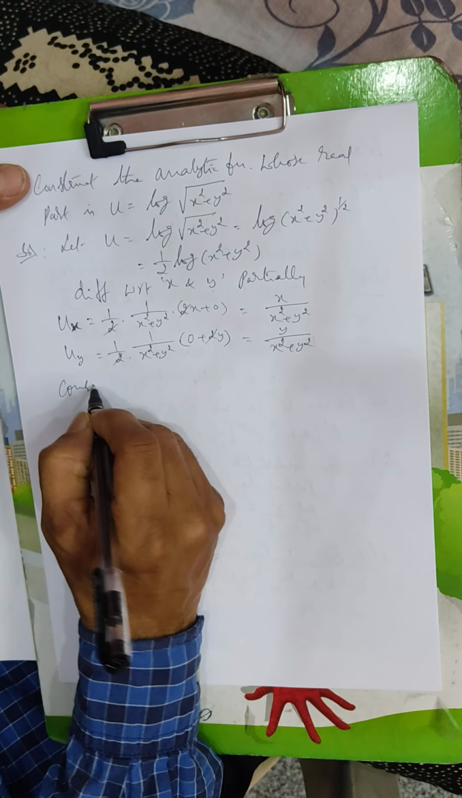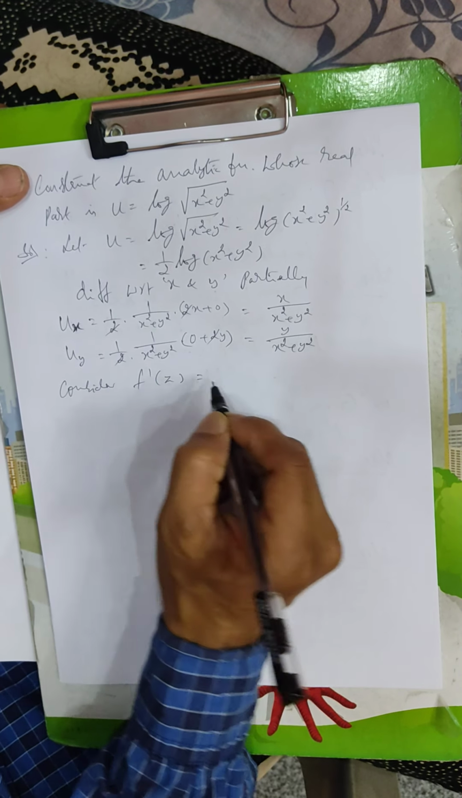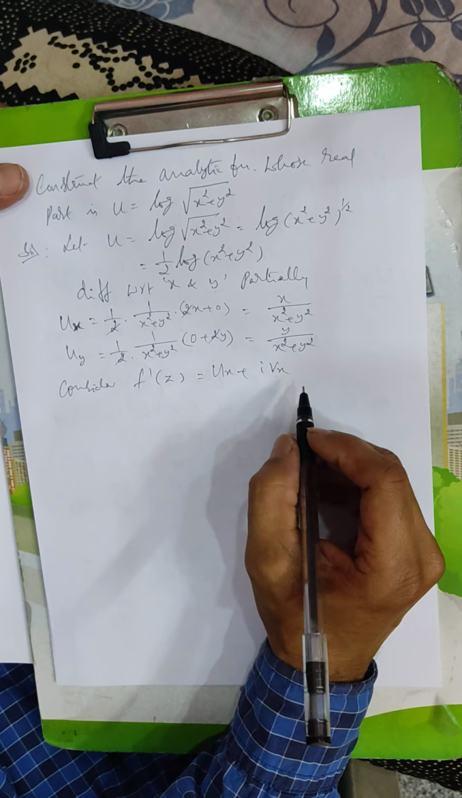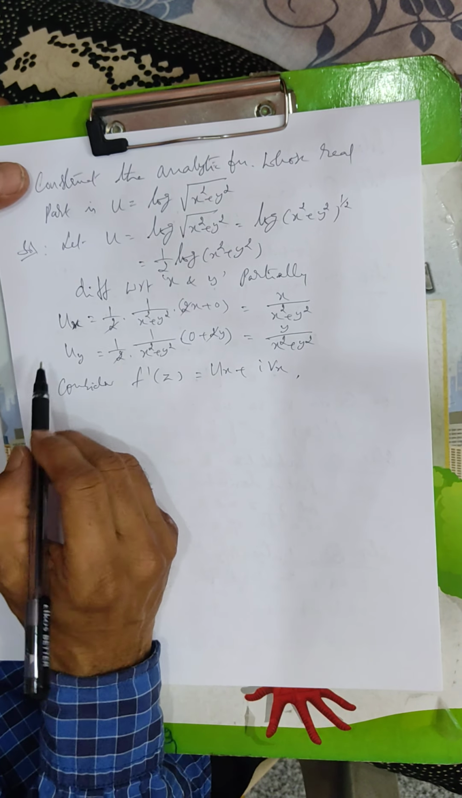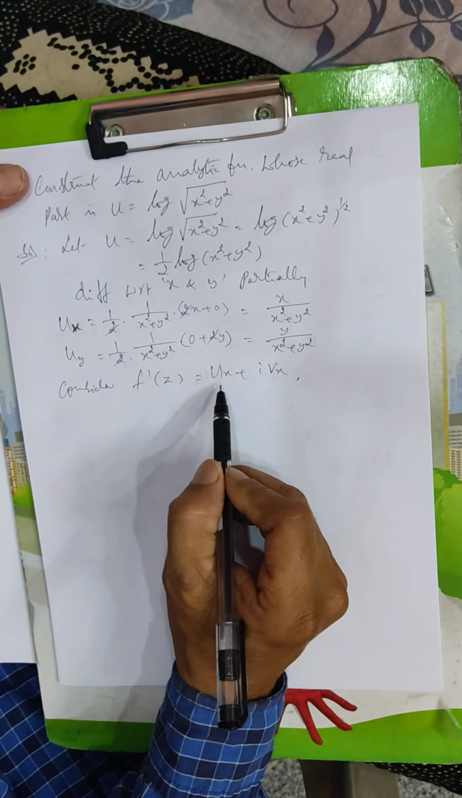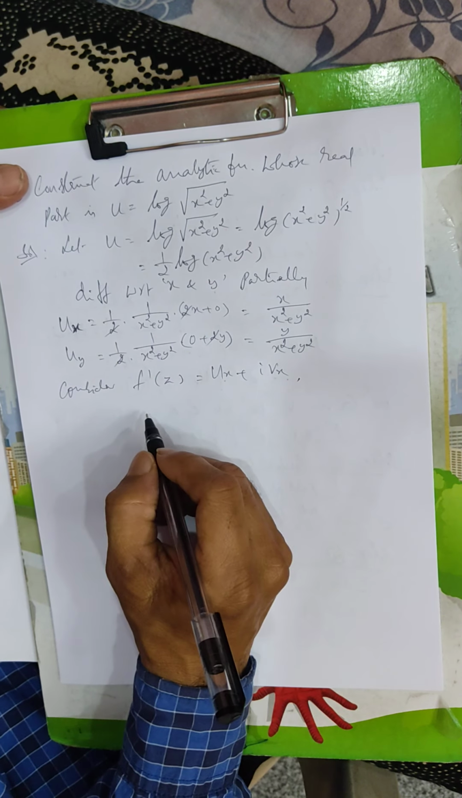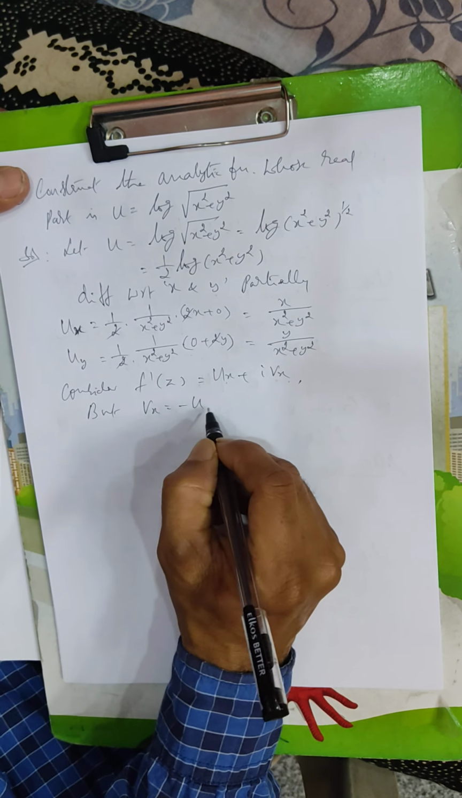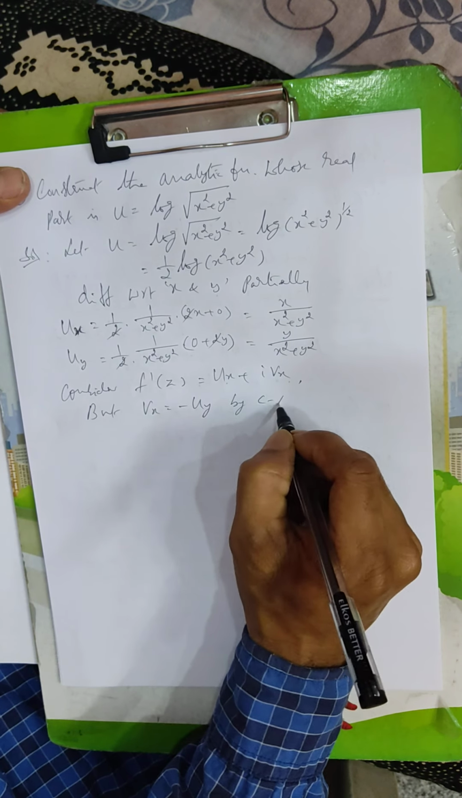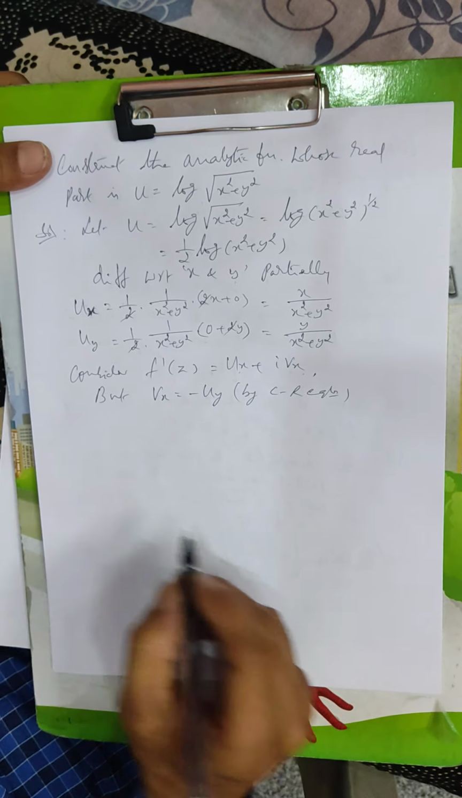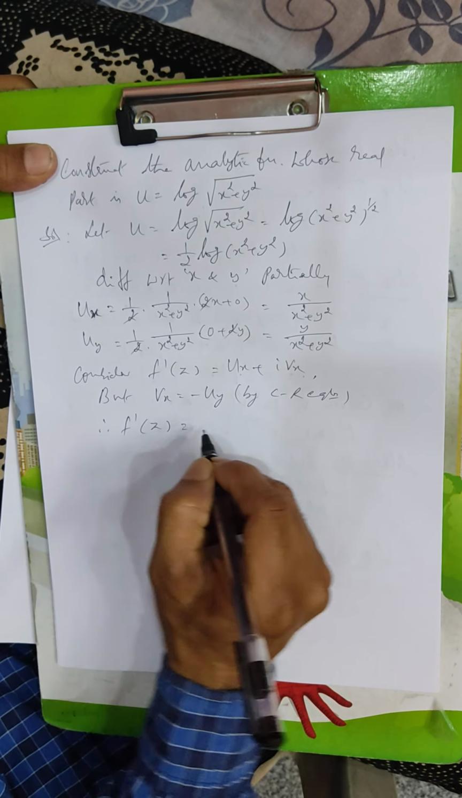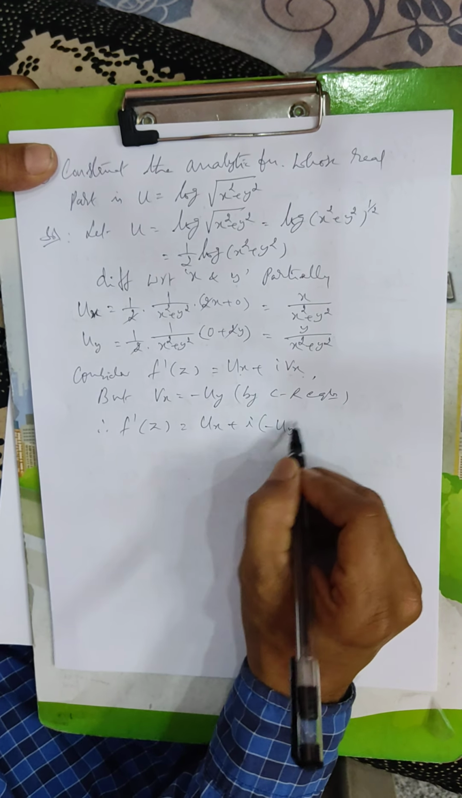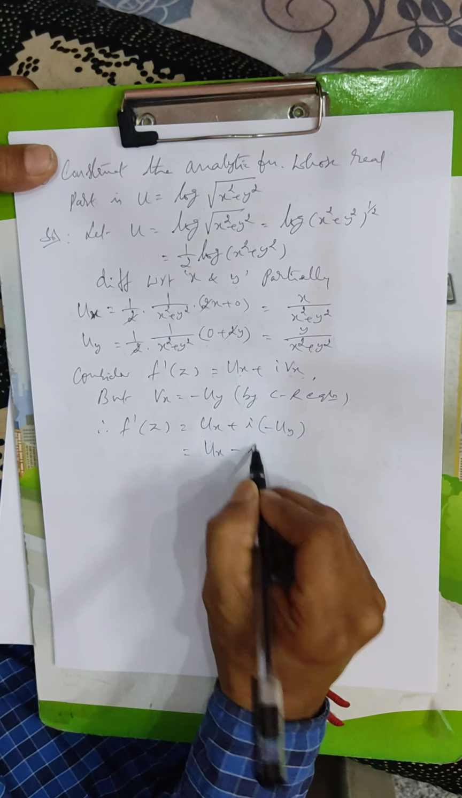Now let us consider f dash of z is equal to ux plus i vx. But you see the available partial derivatives are ux and uy, and here we want ux and vx. So now we make use of the CR equations. vx is equal to minus uy by CR equation. Therefore f dash of z is equal to ux plus i into, in place of vx you write minus uy, so that it becomes ux minus i uy.